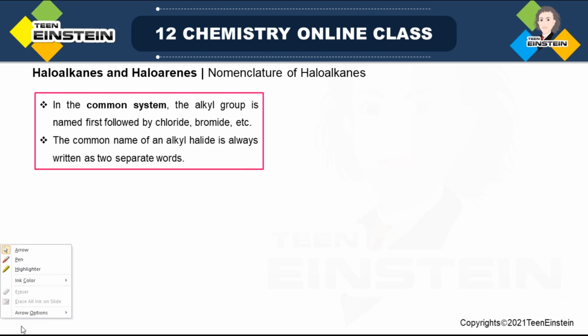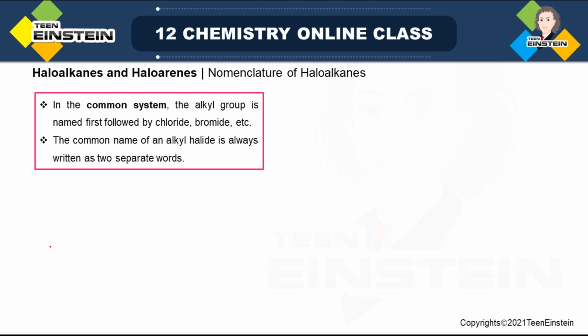Nomenclature of haloalkanes. So last day, we have seen that three types of systems are there: common system, IUPAC system, and trivial names. Among these, in common names there will be some rules, but mostly the rules that are strictly followed are the IUPAC system. Here we will discuss the common system and the IUPAC system, because trivial names are all about the discoverer's names or the place where it was discovered.